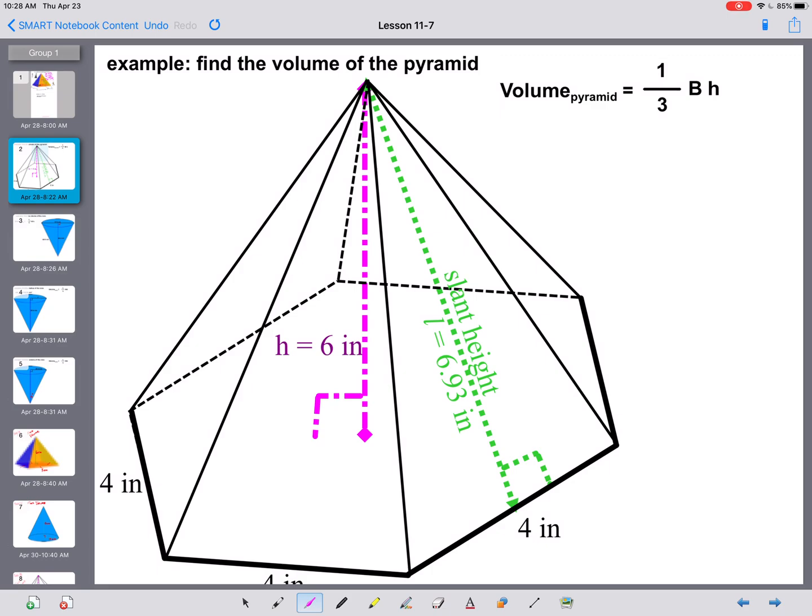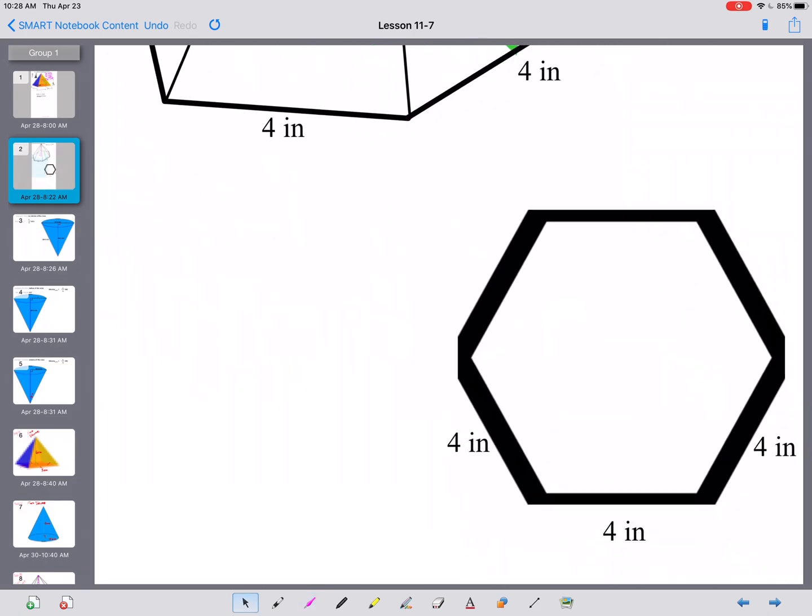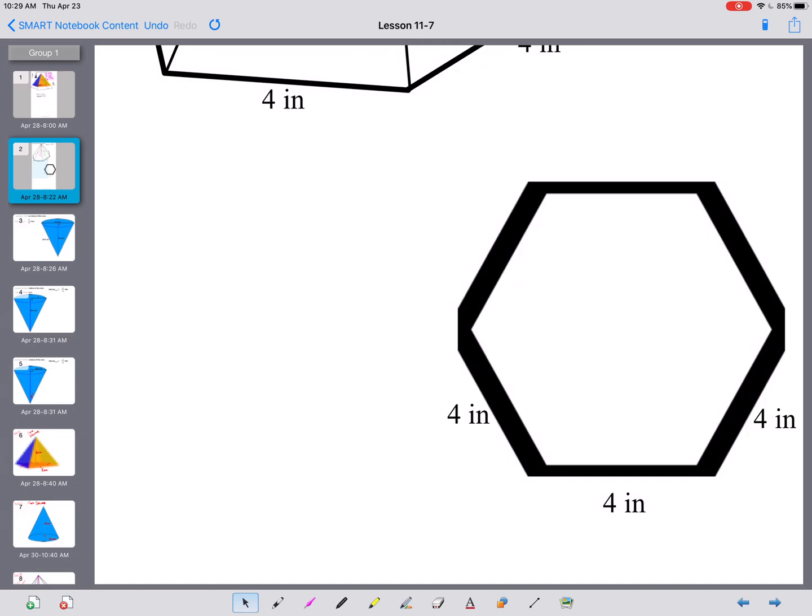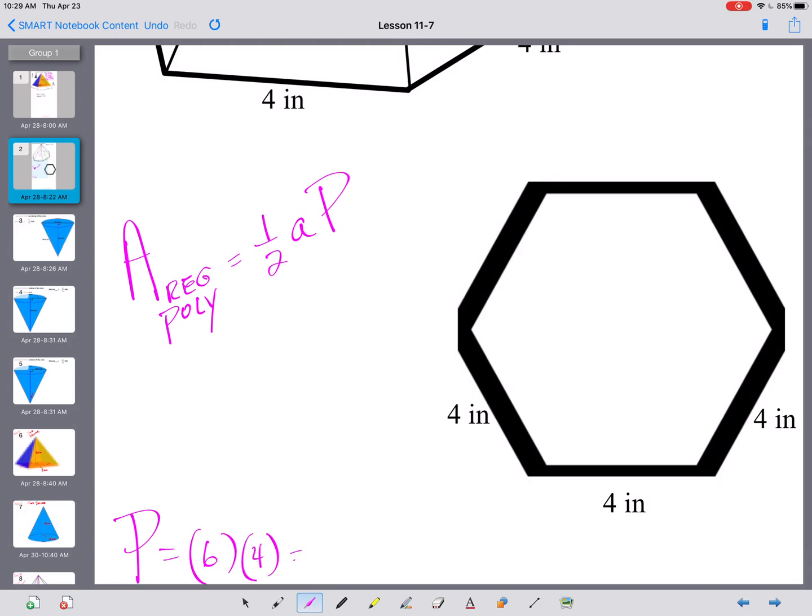Okay? First thing we got to do is figure out capital B, the area of the base. Now, what kind of base is it? It's a hexagon. Every side is 4 inches long. I tell you what, there's way too much stuff going on in this hexagon, so down below, there it is. I got a hexagon. Every side is 4 inches. Let's find the area. Here it is. Area of our regular polygon. That's the formula I like to use. 1/2 apothem times perimeter. Can we find the perimeter? We sure can. 6 sides. Each one is 4. That's 24.